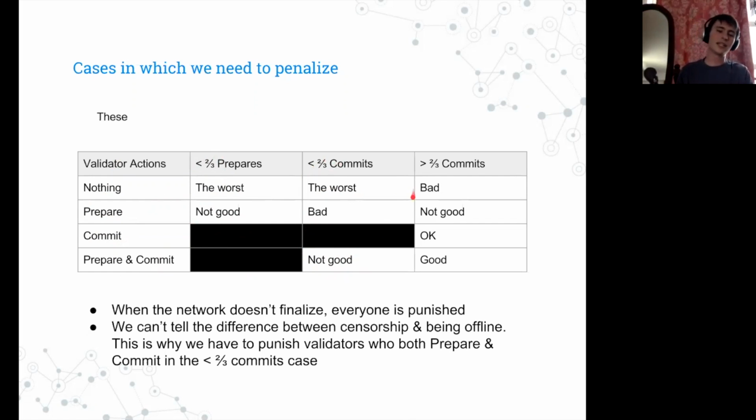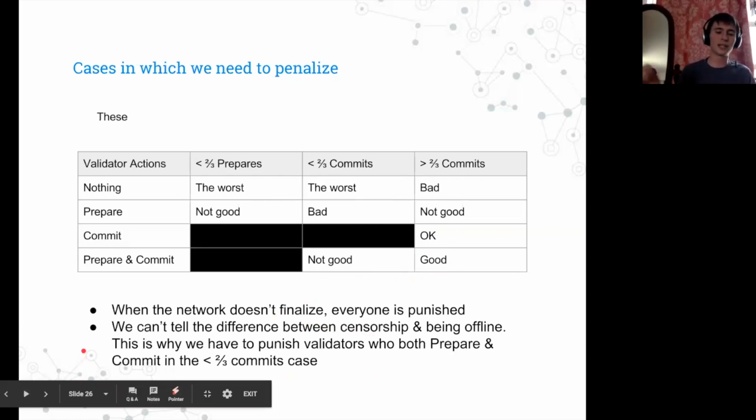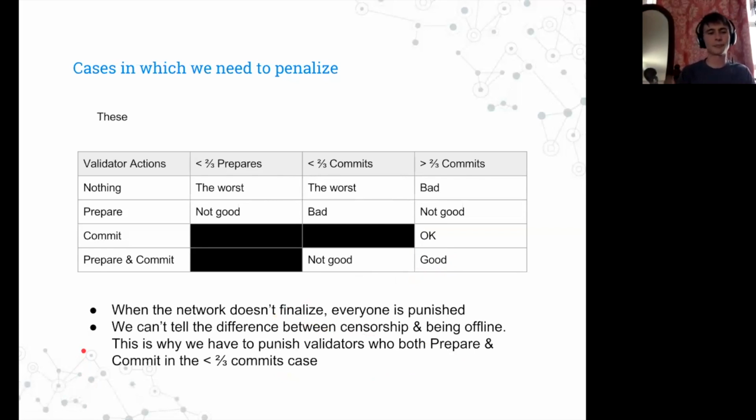Now, the only time that we're good-ish is if we're preparing, committing, and there are more than 2/3 validators. That is where everyone will make money. So there's no way to tell the difference between validators punished or offline.